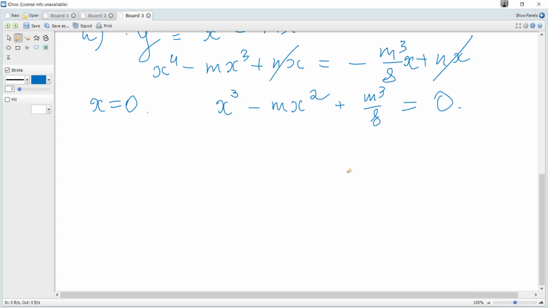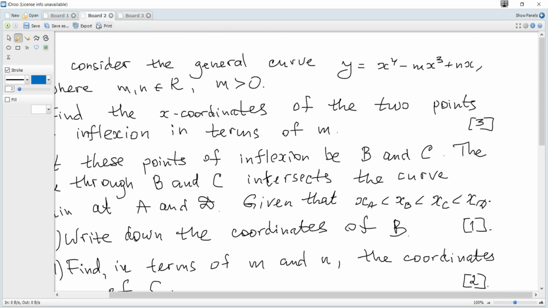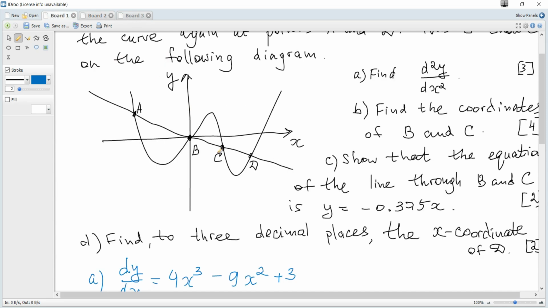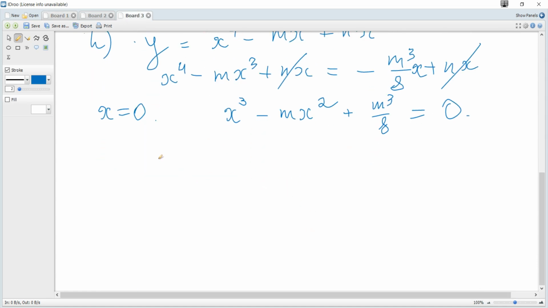Do we know a root? Yes. Why? Because we know point C, the second point of inflection. It's also another point of intersection, and with respect to this polynomial, it's also a root. So we know that x equals m over 2 is a root, and now we can factorize it.